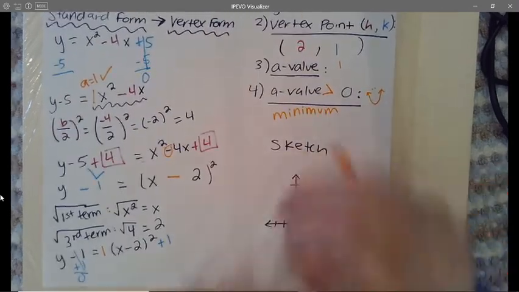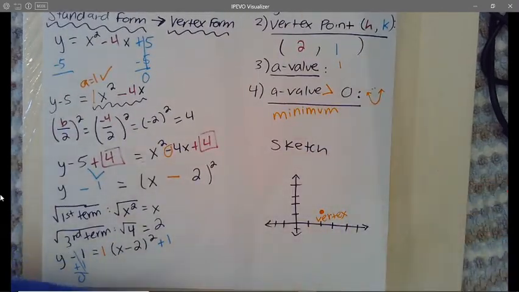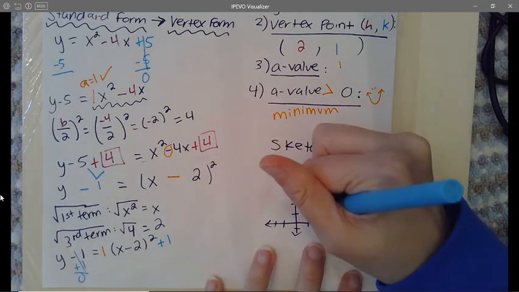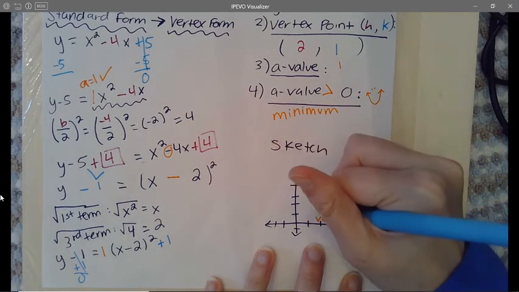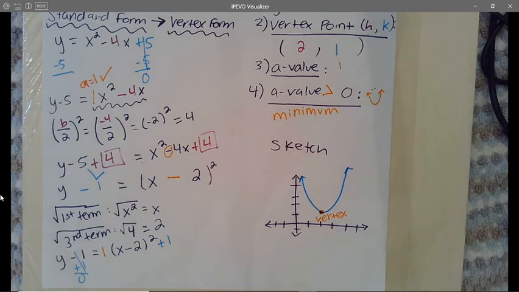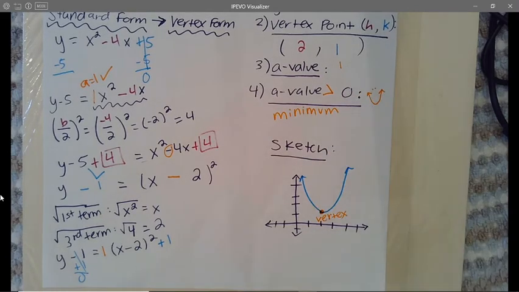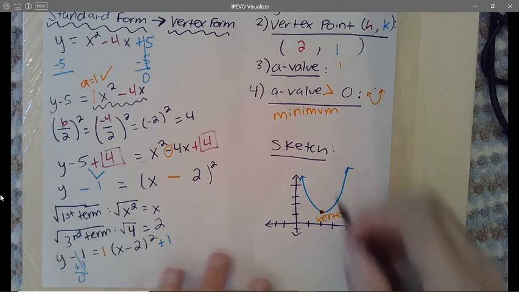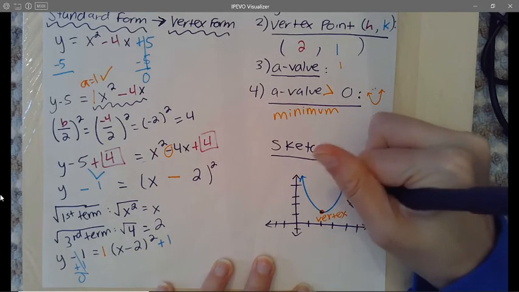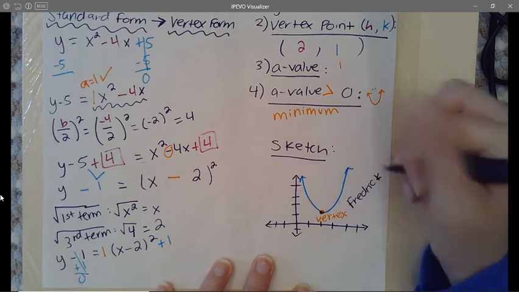So I can just approximate my parabola by sketching this real quickly. So my parabola will be facing up. So it's going to look something like that. And then finally, you guys, don't forget to name your graph. That's probably like the most important step in this whole thing. All right, so here's the sketch, and my graph's name, I'm going to name it Frederick. Looks like a Frederick to me.